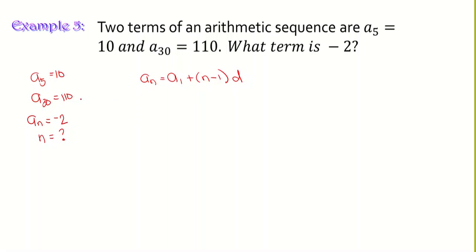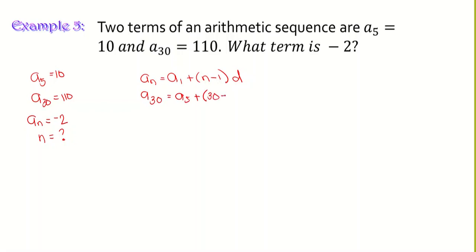So I'll have the a sub 30 and a sub 5 placed as my last term and my first term. So a sub 30 is equal to a sub 5 plus, instead of n, that's 30, it came from here.